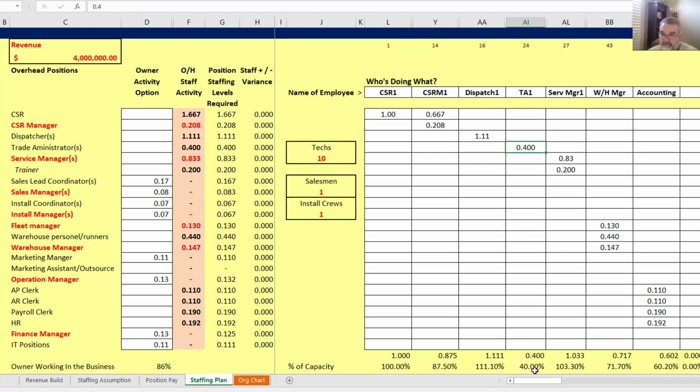So basically my trade administrator, who has a dotted line to the financial department, is over here. So they're underweight. They're not being utilized as much right now to have a full-time trade administrator, but at least your paperwork's getting processed and things are starting to understand how to do this with one person.